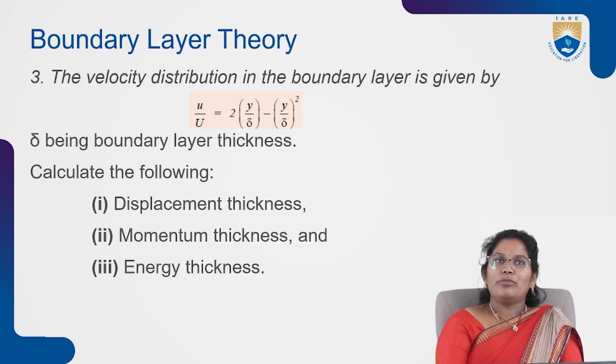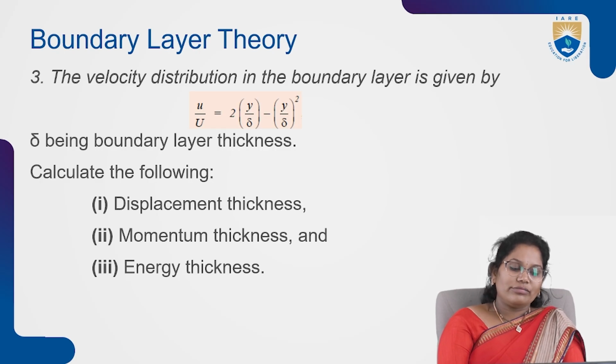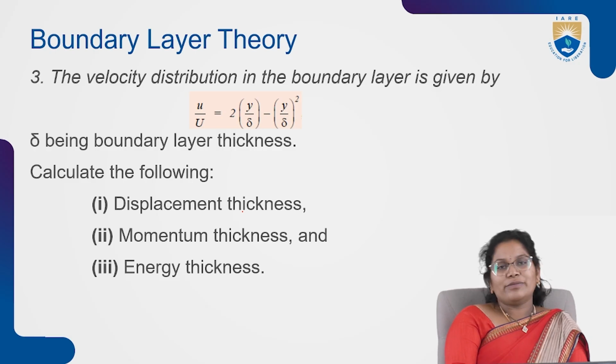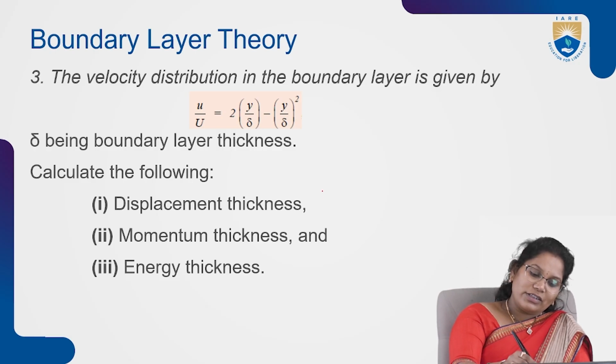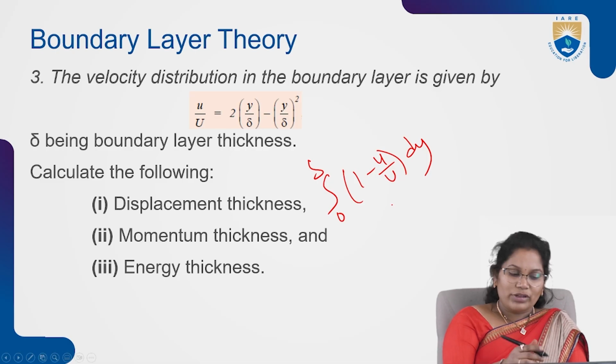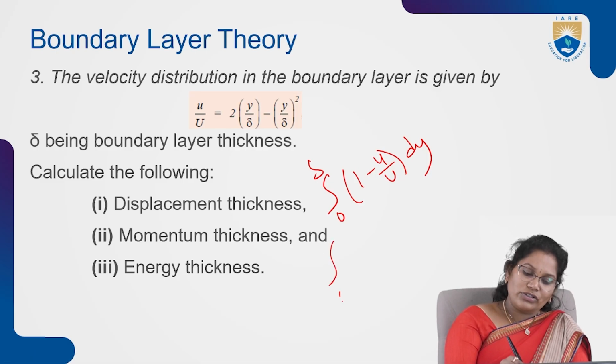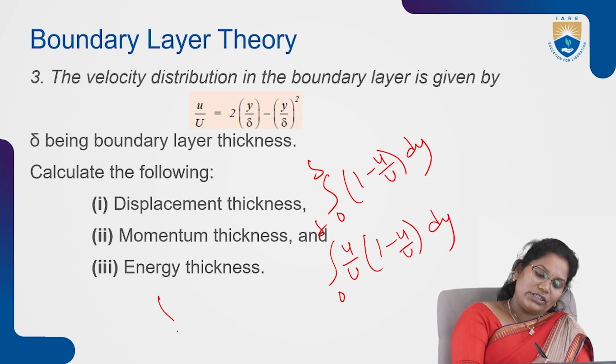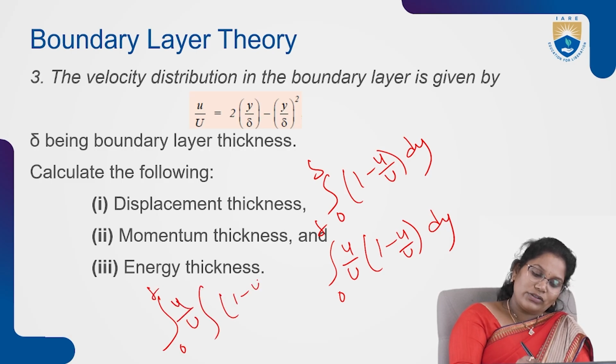Now here is the third problem. Here we have to calculate displacement, momentum and energy thicknesses. Displacement thickness is integration of 0 to delta 1 minus small u by capital U into dy. We have to derive, and for this momentum thickness also, 0 to delta u by capital U into 1 minus u by capital U dy. Now here energy thickness is 0 to delta u by capital U into 1 minus u squared by capital U squared into dy.